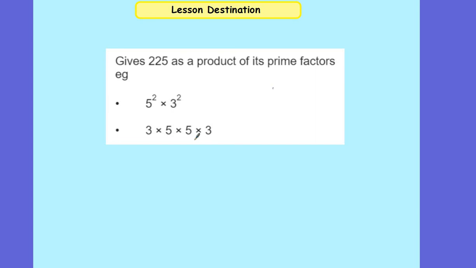And these are your answers. You should have got 3 times 5 times 5 times 3 or 3 squared times 5 squared. I'd prefer it if you wrote it in ascending order. So like 3 times 3 times 5 times 5 or 3 squared times 5 squared. But notice the mark scheme will accept it in another order and will still mark it correct.